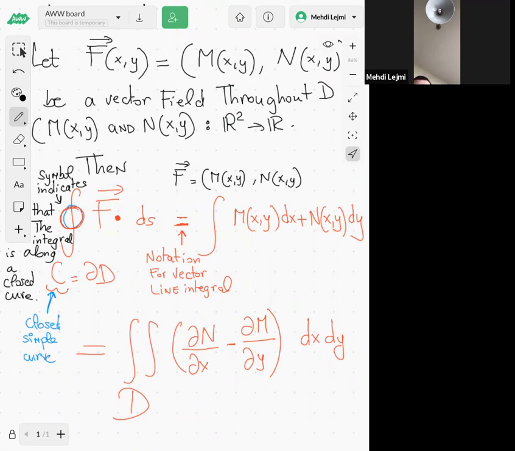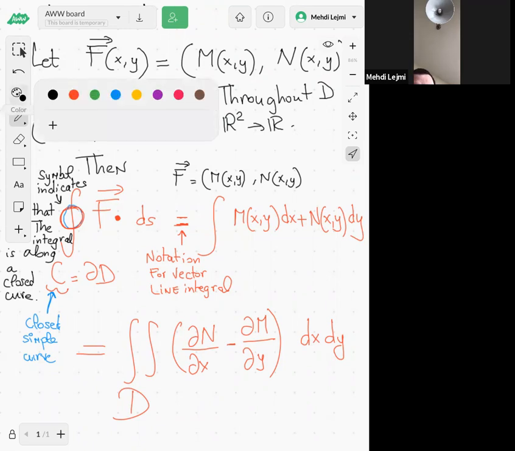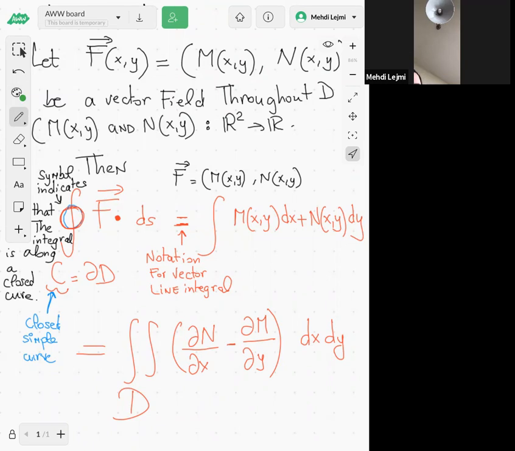So again, this is Green's theorem. On one side you have a vector line integral along this curve C, which is the boundary of some region D. And Green's theorem says that this vector line integral along C is the double integral over the region D of this difference between the partial derivatives.